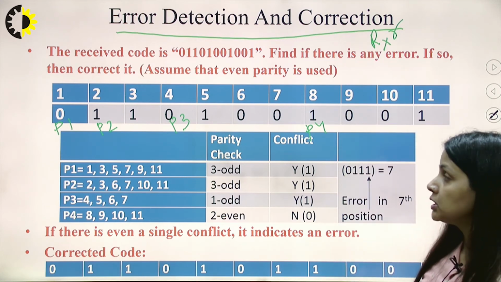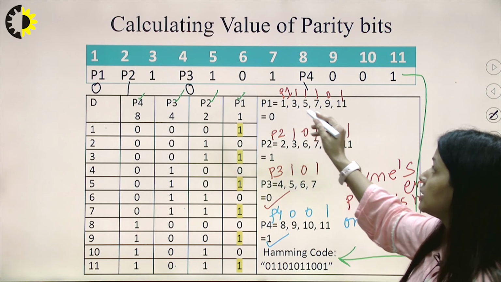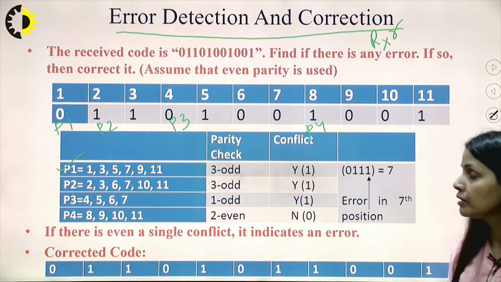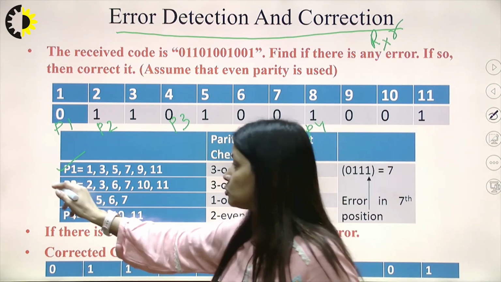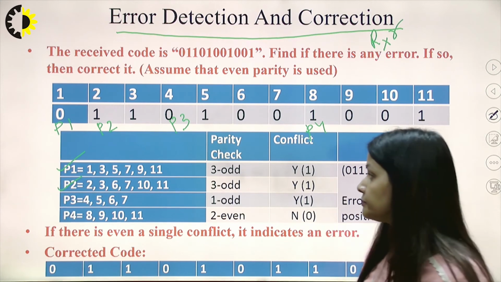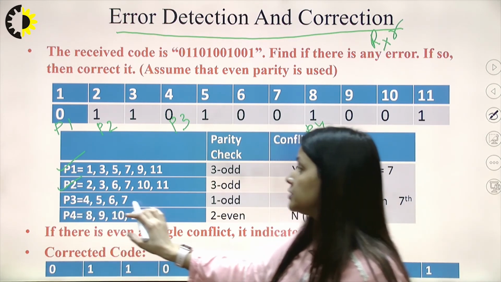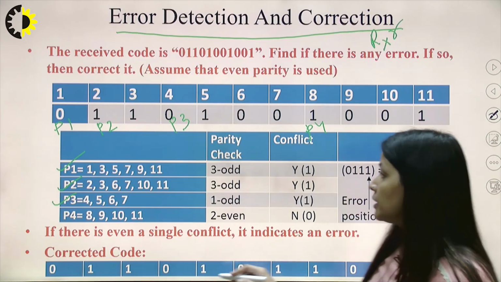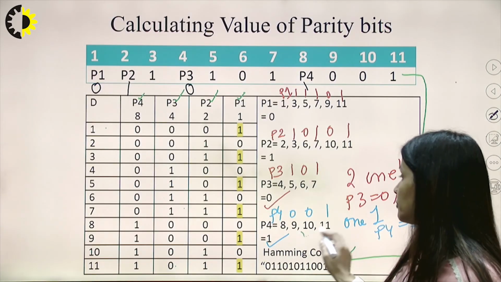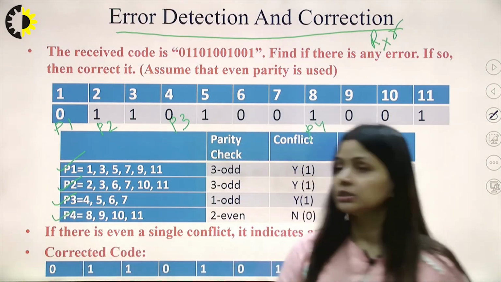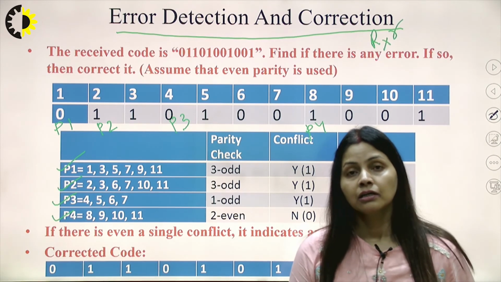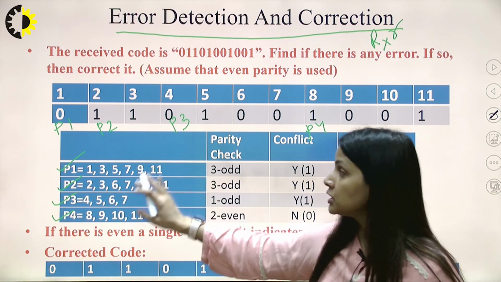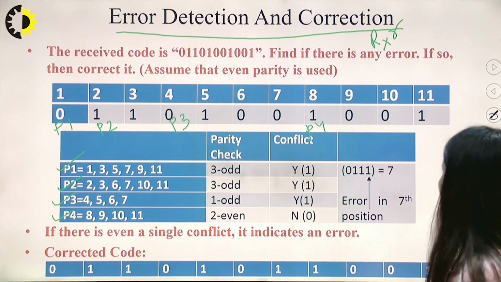So again the process is the same as we have written for P1: 1 3 5 7 9 11. P2 I will write as 2 3 6 7 10 11, right? P3 is 4 5 6 7 as earlier. P4 is 8 9 10 11 as before. Because this will not change, right? So now we will just write all the values at the locations.